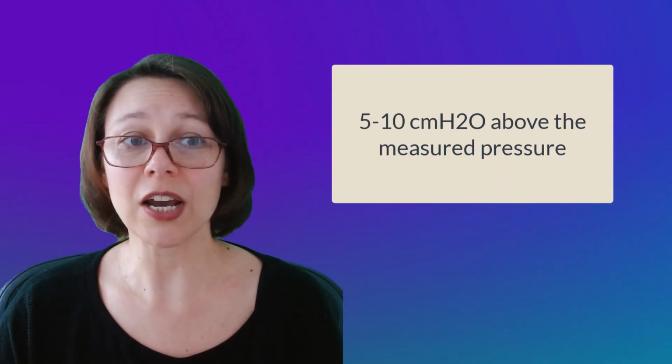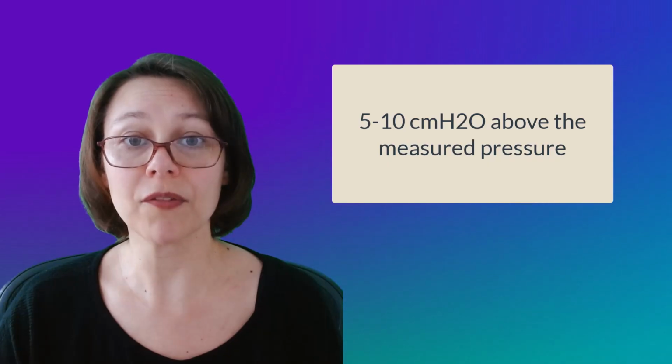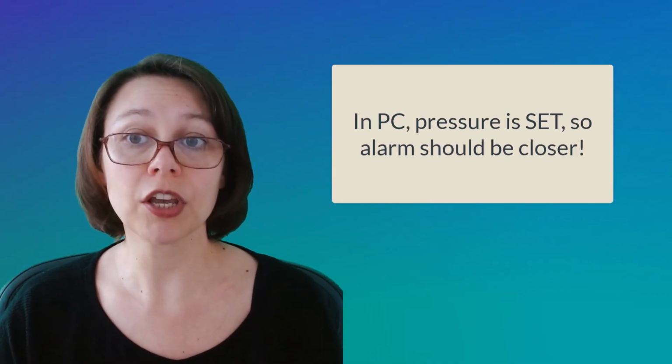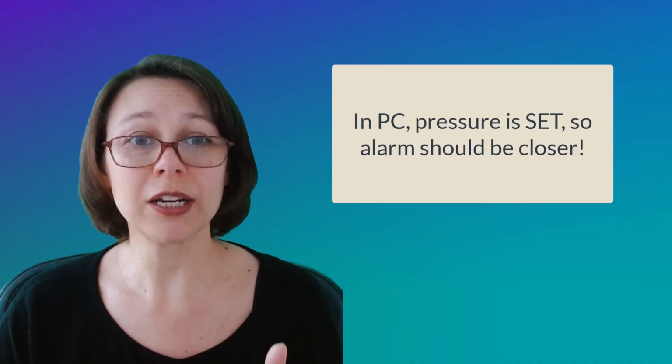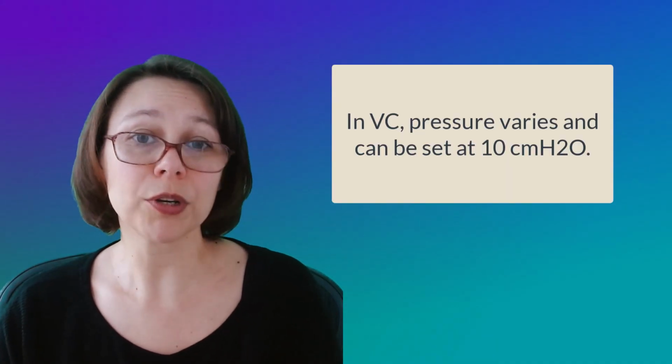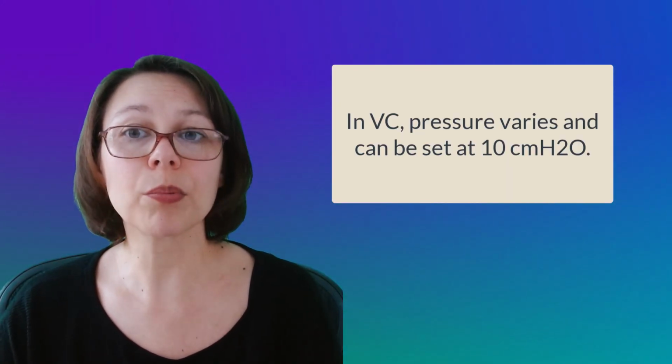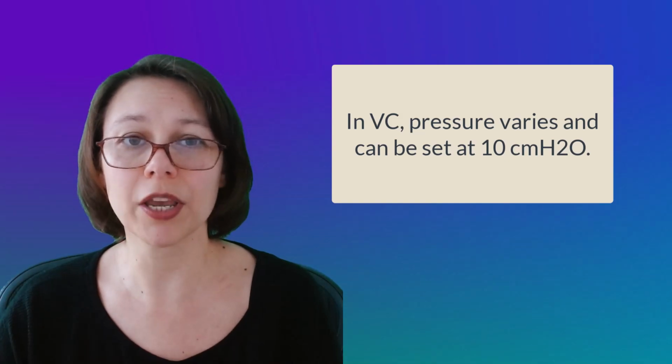The golden rule is 5 to 10 centimeters of water above the measured inspiratory pressure. Now, it does matter if you're using pressure control or volume control as to what is most appropriate. In pressure control, the pressure is set, so the alarm should be closer to what it is set than not. In volume control, pressure is going to vary, so it's appropriate to go to 10 so that you don't get nuisance alarms. That's when the vent alarms, but it's not really an issue.